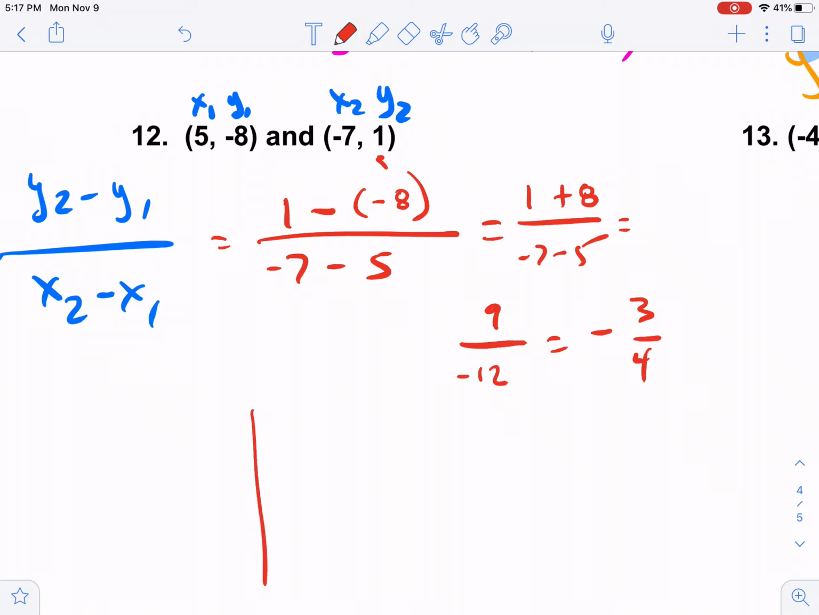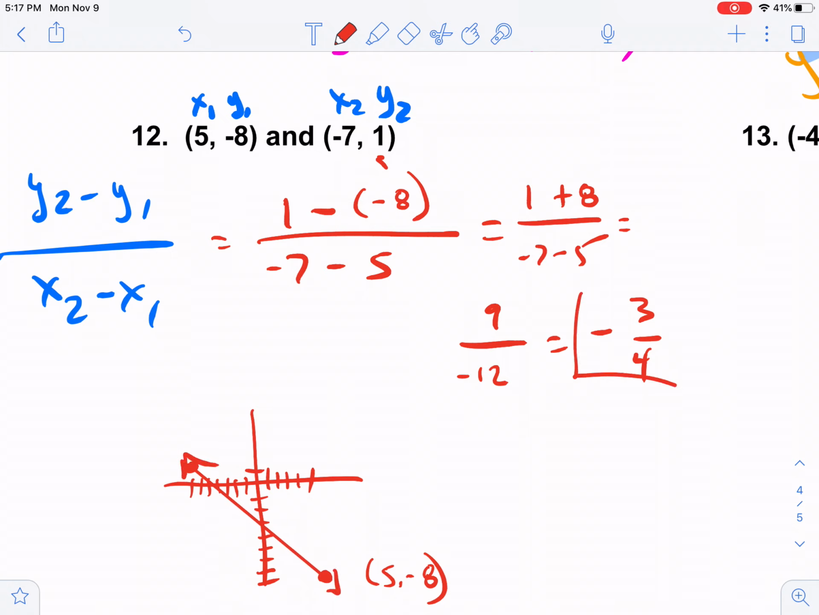And if I'm thinking about a graph, that'd be 5, negative 8, and then negative 7, 1. And I could see that this graph goes down and to the right, so it should be a negative slope, and it is. But I'm not done. I have to put it in point slope form.